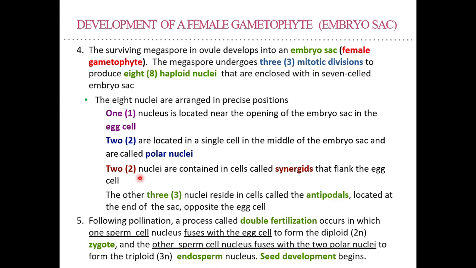The other 3 nuclei reside in cells called antipodals, located at the end of the sac, opposite of the egg cell. Following pollination, a process called double fertilization occurs, in which one sperm cell nucleus fuses with the egg cell to form a diploid zygote, and the other sperm cell nucleus fuses with the 2 polar nuclei. This will form the triploid endosperm nucleus, and then seed development will begin.